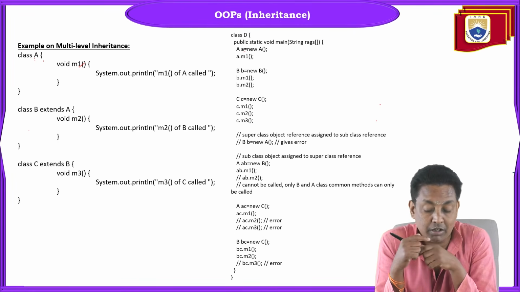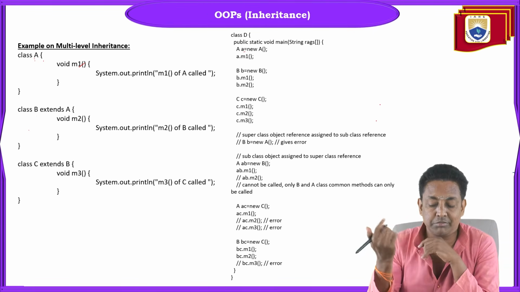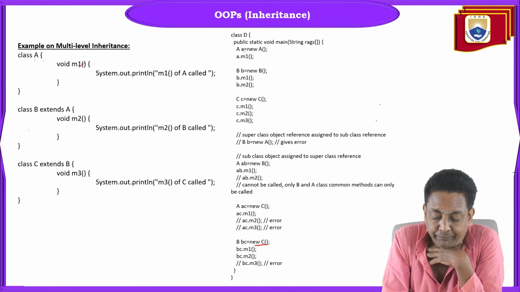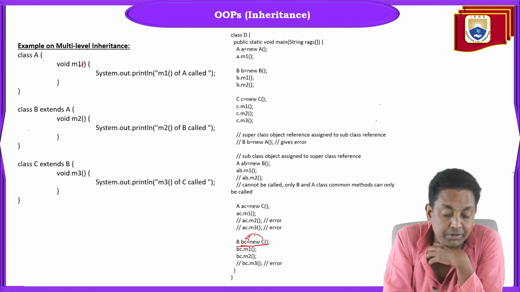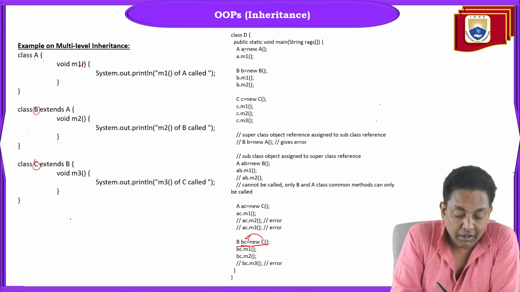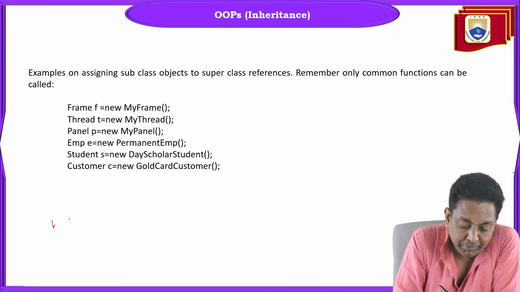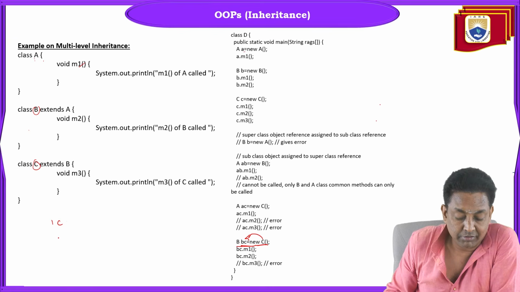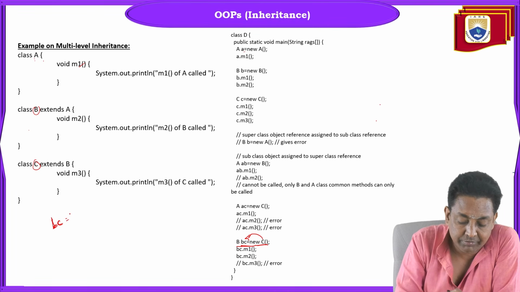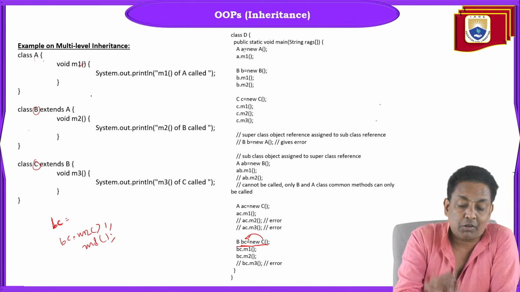And here is one more important point I would like to mention. Suppose I'm creating an object of C and taking the reference into B. The C class object is created and the reference is taken into B. Now with this B reference to the C class object, which methods can be called? The M2 method can be called and the M1 method can be called, isn't it?